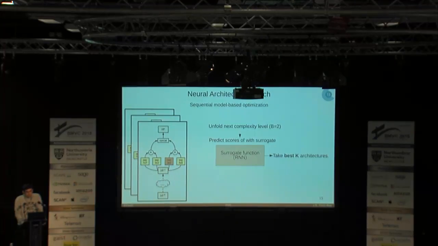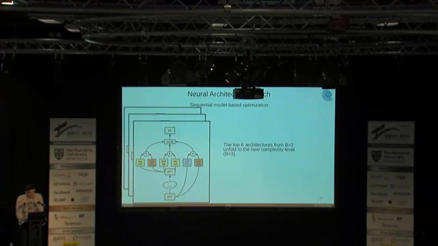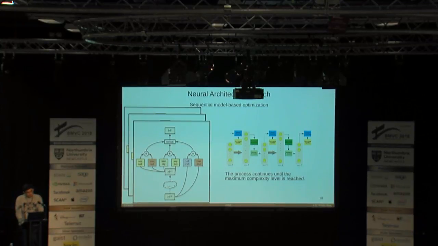At the next step, you basically unfold the complexity level. That means now you have another set of blocks. Now you have way more architectures, and this time you don't want to train them all. You want to ask the surrogate function what are the best K architectures given by the predictions that it's doing about the score. Then you use those to refine the surrogate function by training it again with those real scores. And then you unfold again to the next complexity level. This process repeats until you reach the maximum complexity level of your neural network.